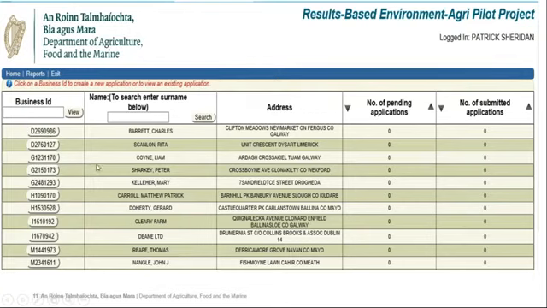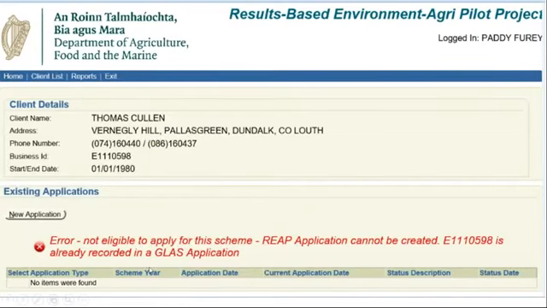The only thing is, if any of your clients have an application for GLAS or an EIP, or are in the organic farming scheme, or haven't submitted a BPS application for 2020, you'll get this message. It's basically telling you that you can't submit an application for them, because in this case they've already got a GLAS application, but the same message would appear if you had an organic or didn't submit a BPS or were in an EIP.